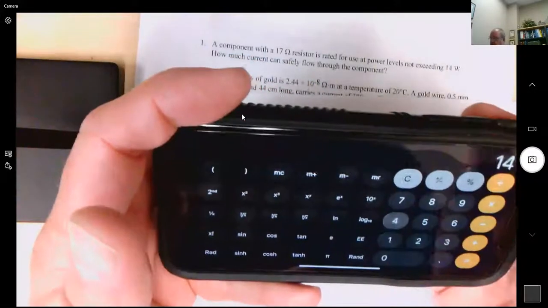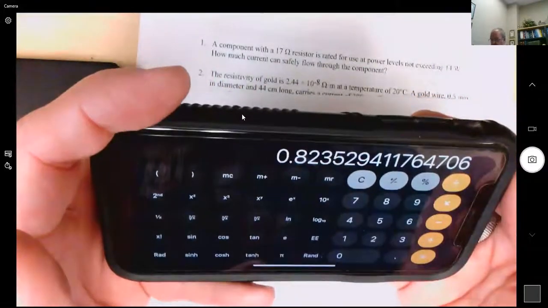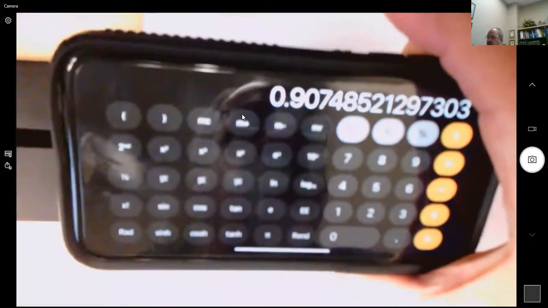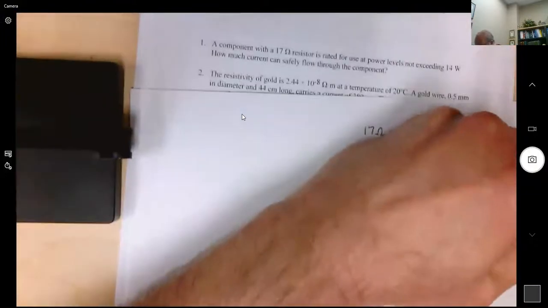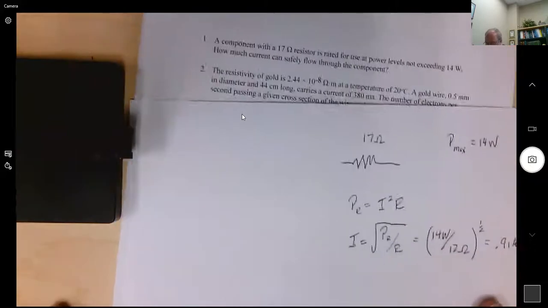Okay, so 14 watts divided by 17 ohms equals, and then we take the square root of that, and that gives us 0.907 or 0.91 amps is our maximum current. Okay, so that's pretty straightforward. So you're just using something from the book there.